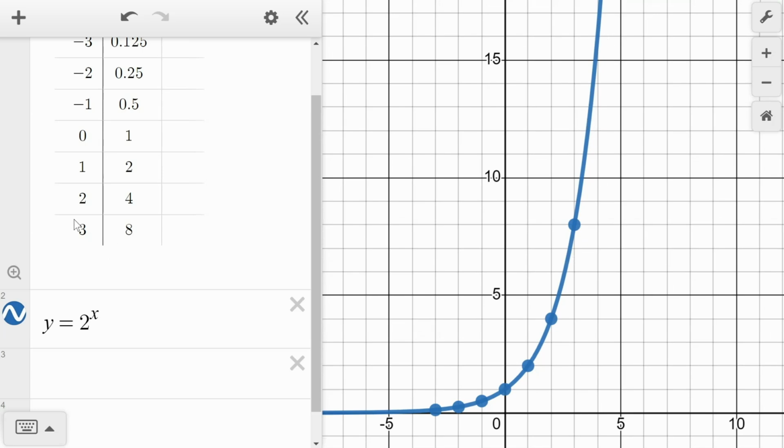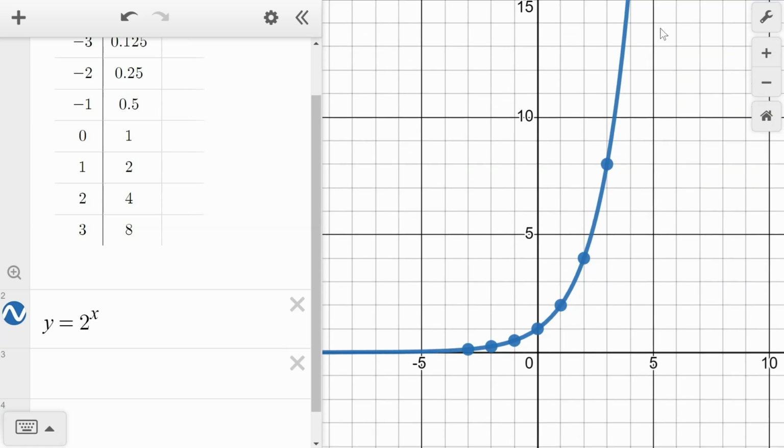Our next point in here, if we put 4, 2 to the 4th is 16. It would be 4, 16 right up there. And then 32, 64, 128. As it goes to the right, you can say as x gets bigger and bigger, or what people say is as x approaches infinity, as it goes to the right towards positive infinity, the y values also go upwards towards positive infinity. As x approaches infinity, y approaches infinity for this graph.